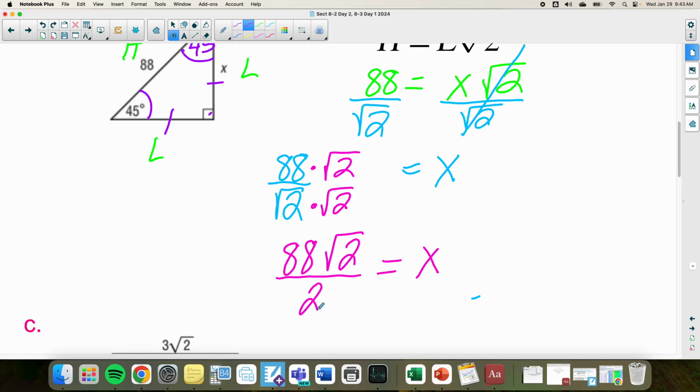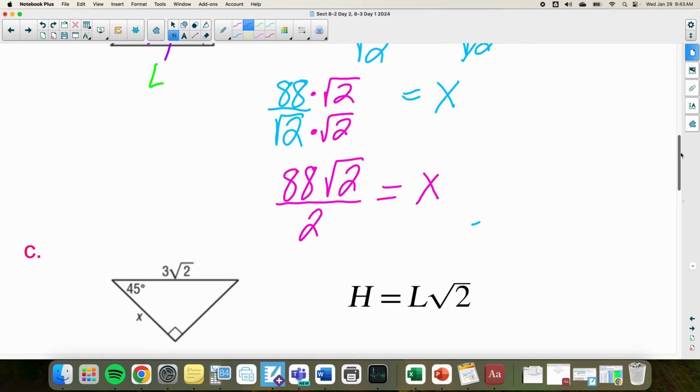2. The square root of 2 times the square root of 2 is the square root of 4, which is 2. Okay? Now, if you do it this way, what you have to do then is see, is this simplified? You can't change anything under that square root. That stays as square root of 2. But you can simplify this fraction if you can, okay? 88 divided by 2, isn't that 44? So I could write this as 44 times the square root of 2. That's how I can write that.